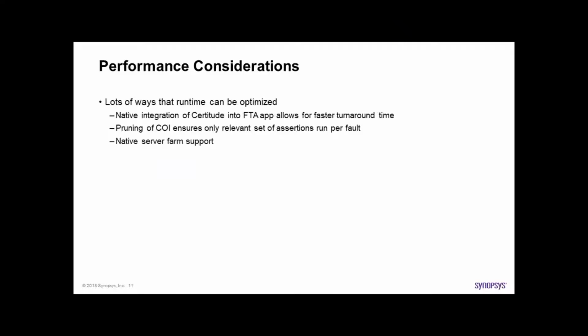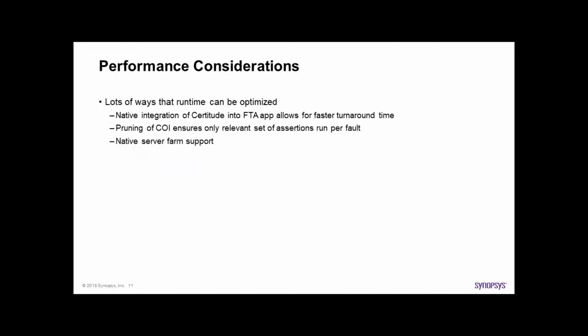If I've got hundreds and hundreds of faults to inject here, again, how do I actually turn that into a scalable solution to make it easier? We've automatically injected these faults for you. But there's actually a lot of things that we can do in terms of performance as well. So one of the ways we can optimize the runtime is this native integration of Certitude into the FTA app. The actual way we've integrated this and the way we've optimized it for formal means that we actually see around about a 5x improvement in runtime versus running Certitude with a standalone formal tool. That's a big deal, and it's actually proven to be very useful for people.